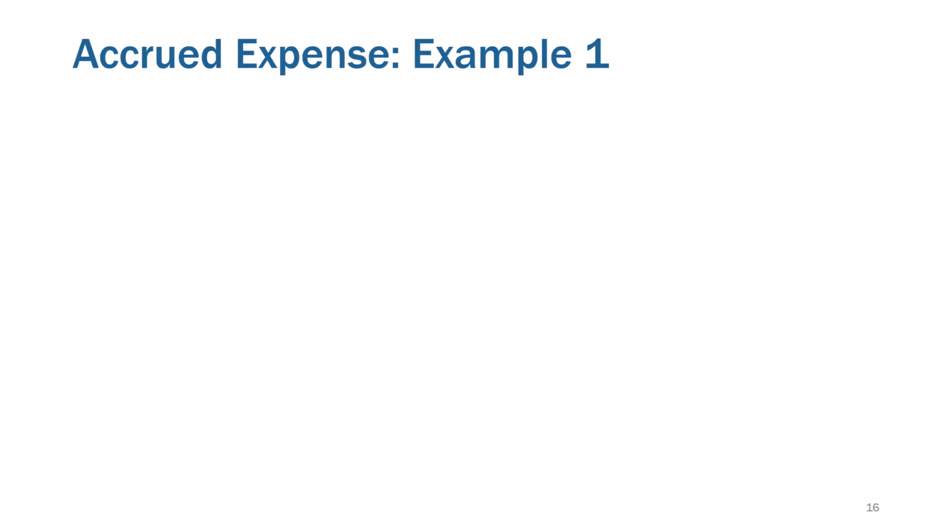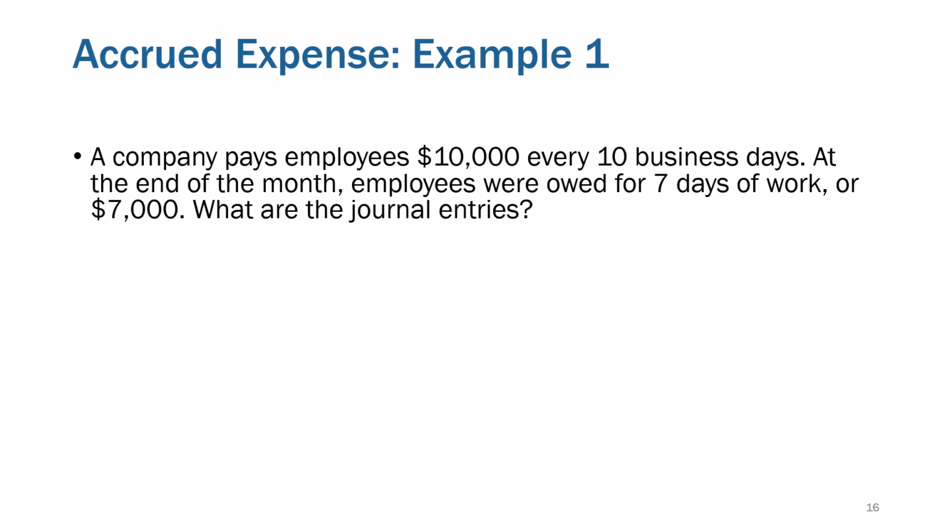Accrued expense 1. All right, so this, in my opinion, is the toughest area, and there are just so many different types of expenses that you could accrue. This is where the accountants spend a lot of time each period. So let's say that a company pays employees $10,000 every 10 business days. At the end of the month, employees were owed for 7 days of work or $7,000. What are the journal entries?